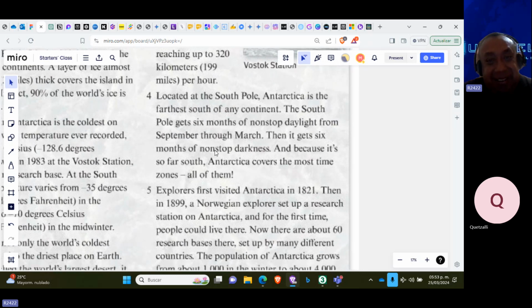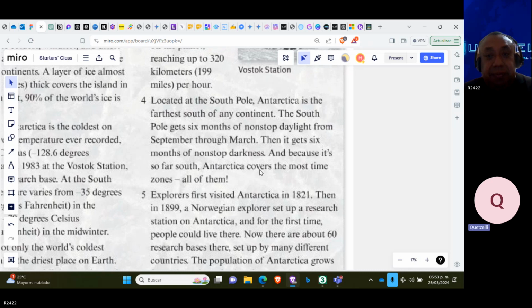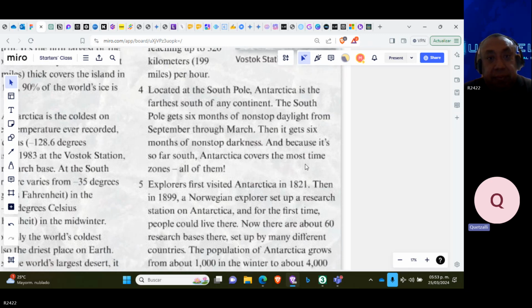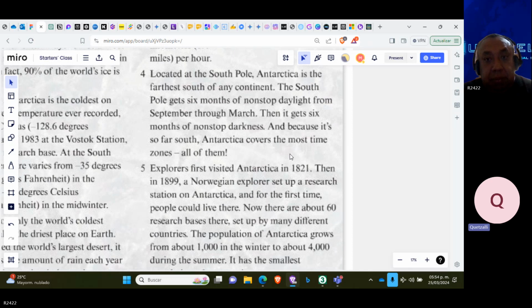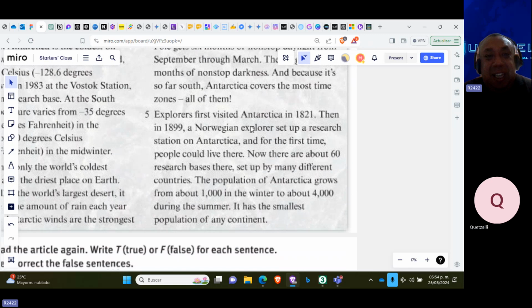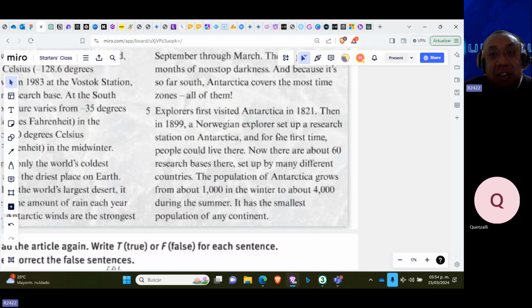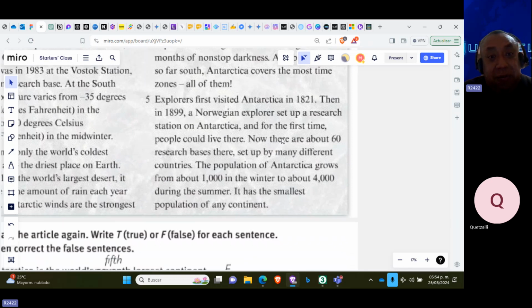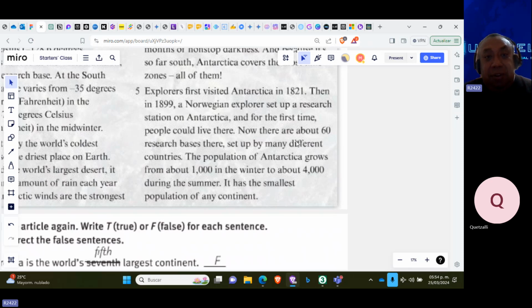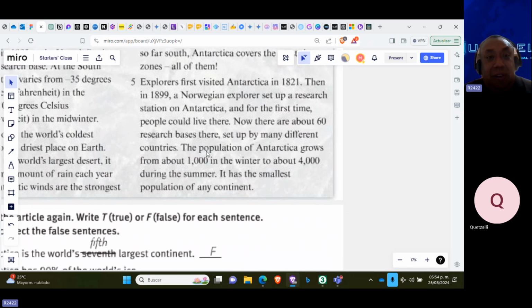Okay, so number four. Located at the South Pole, Antarctica is the farthest south of any continent. The South Pole gets 6 months of non-stop daylight from September to March. Then it gets 6 months of non-stop darkness. And because it's so far south, Antarctica covers the most time zones, all of them. Wow. Explorers first visited Antarctica in 1821. Then in 1899, a Norwegian explorer set up a research station in Antarctica. And for the first time, people could live there. Now there are about 60 research bases there, set up by many different countries.